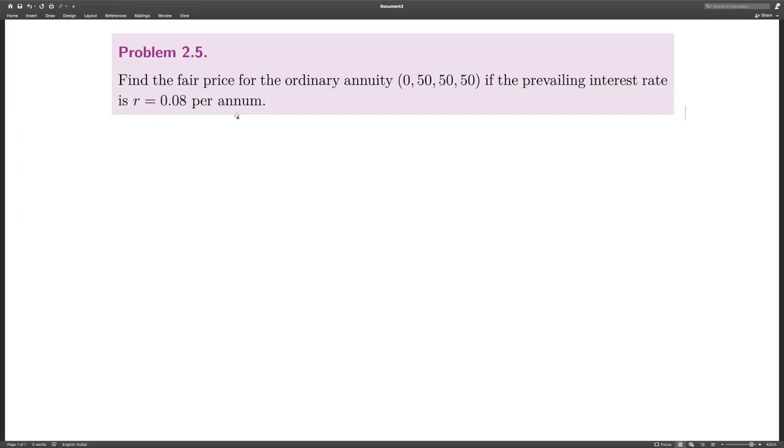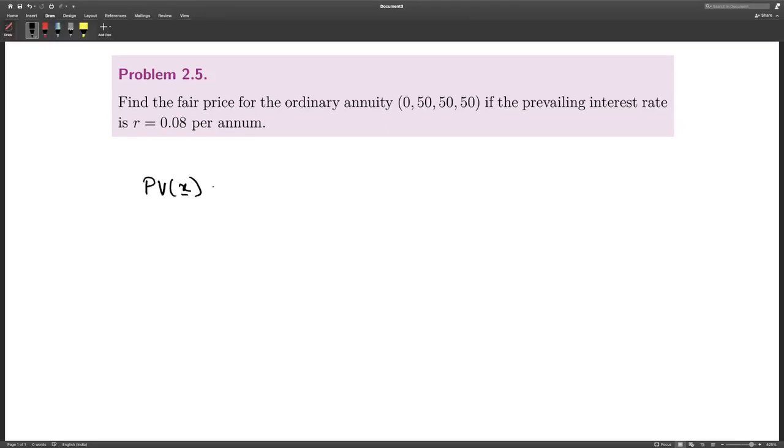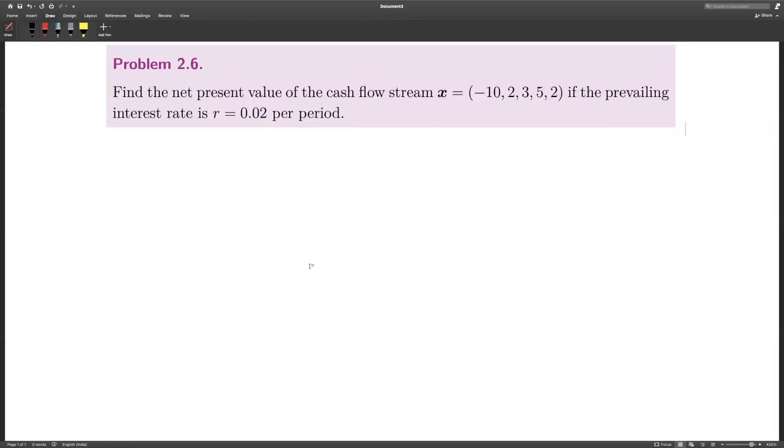With this, we get the fair price as PV of X is equal to 50 divided by 1.08. The first term is 0, so I'm not writing it. 50 by 1.08 the whole square plus 50 by 1.08 the whole cube, that is approximately equal to 128.8548.